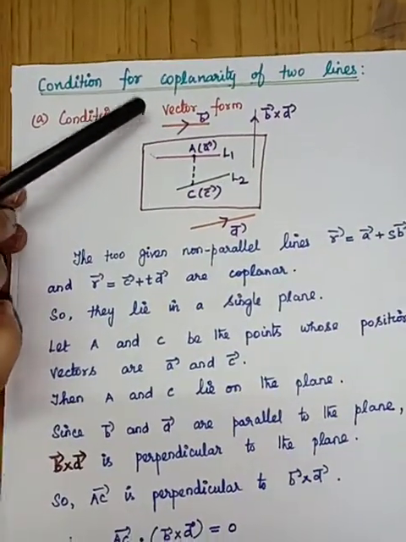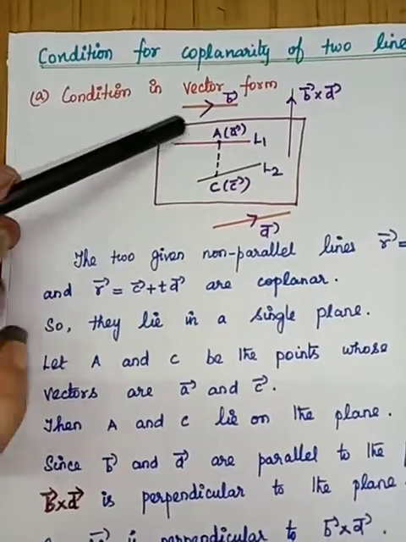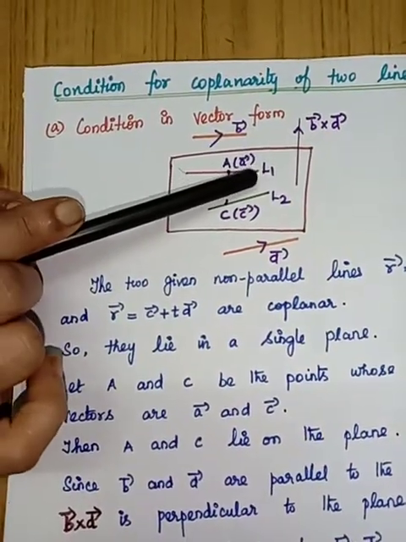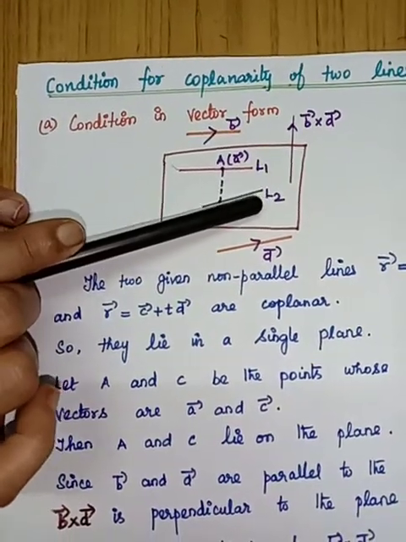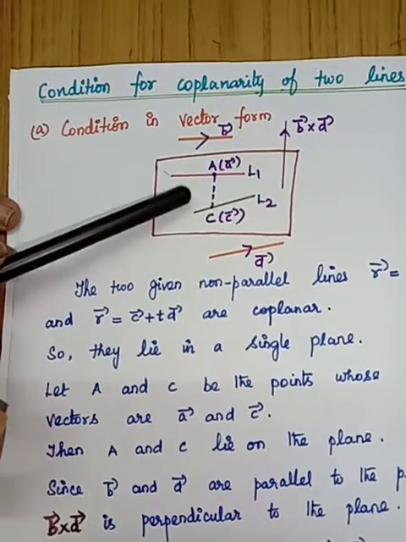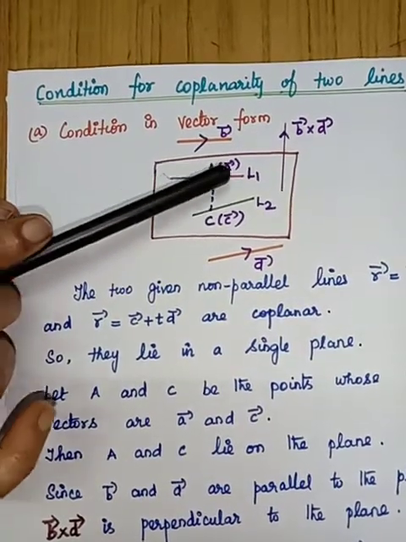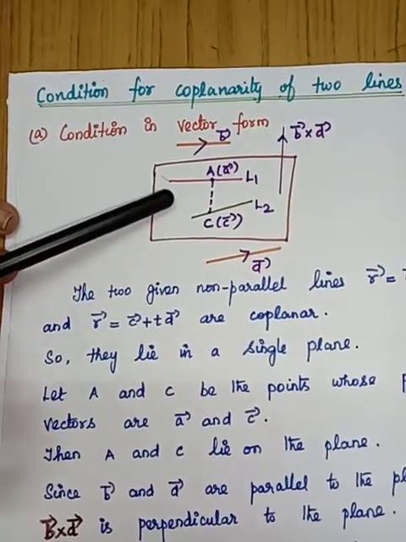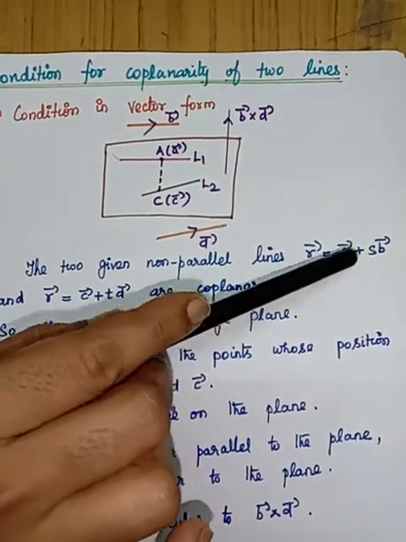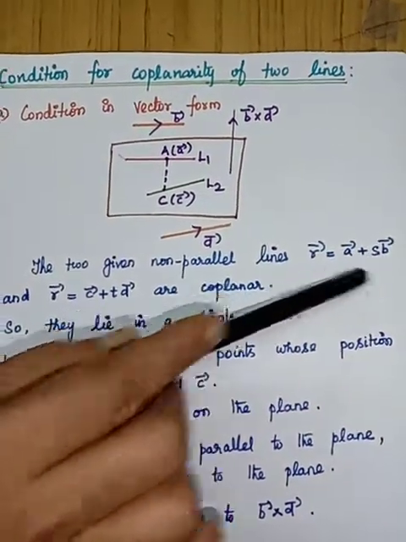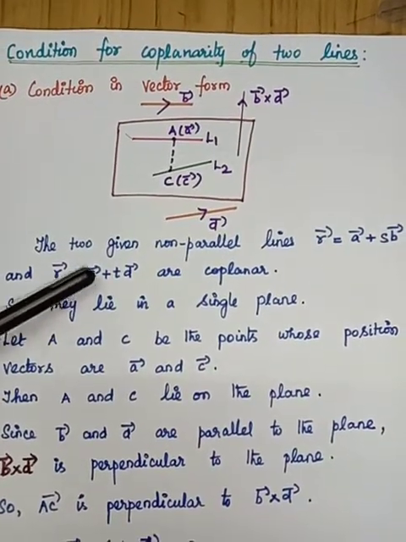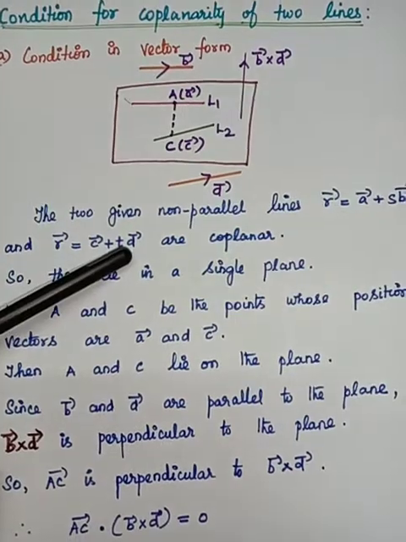So first we are going to see in the vector form. So here I have considered a plane. So on that I'll consider the two lines L1 and L2. This L1 and L2 lie on the same plane. So I'll call these two lines are coplanar. So L1 equation is r vector is equal to a vector plus s b vector. And the second line L2 equation is r vector is equal to c vector plus t d vector.